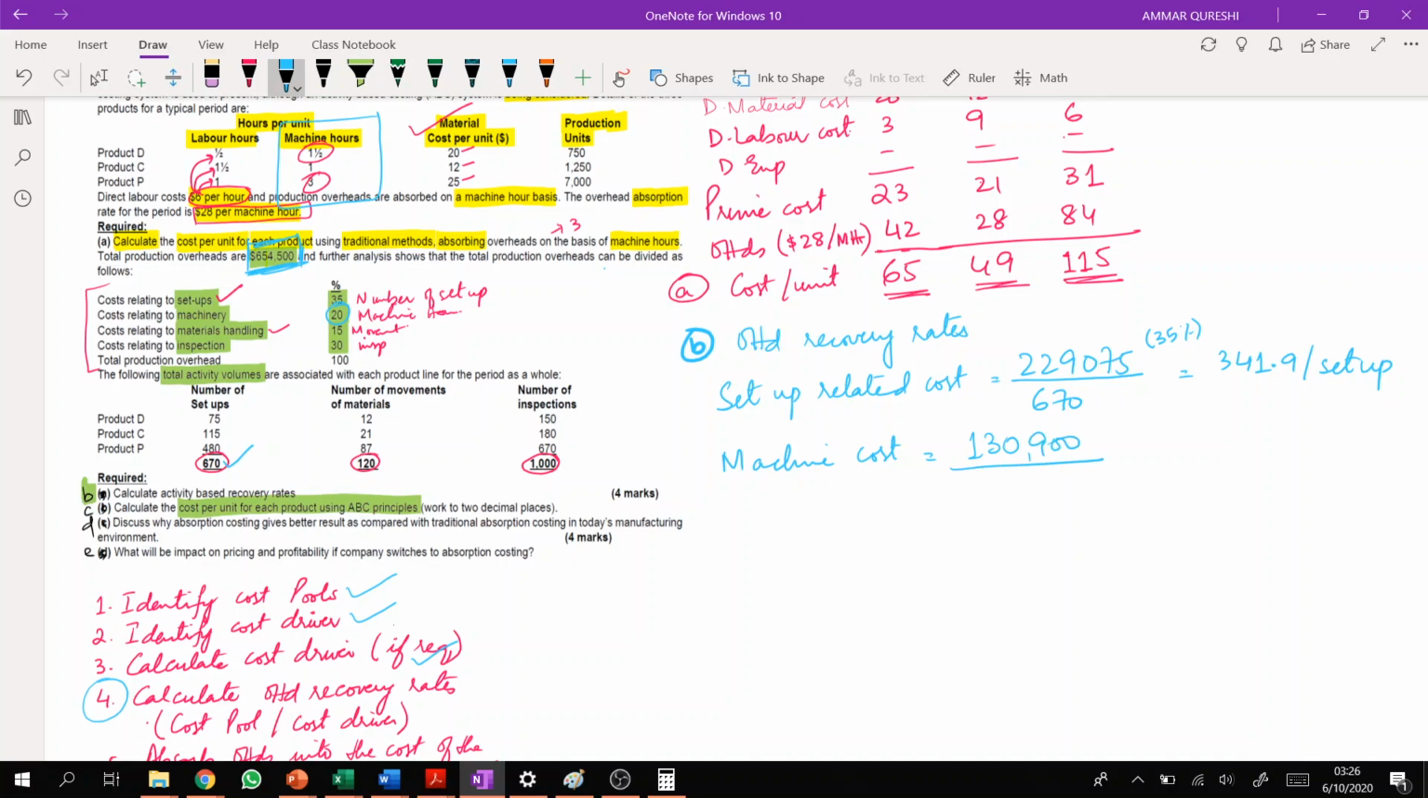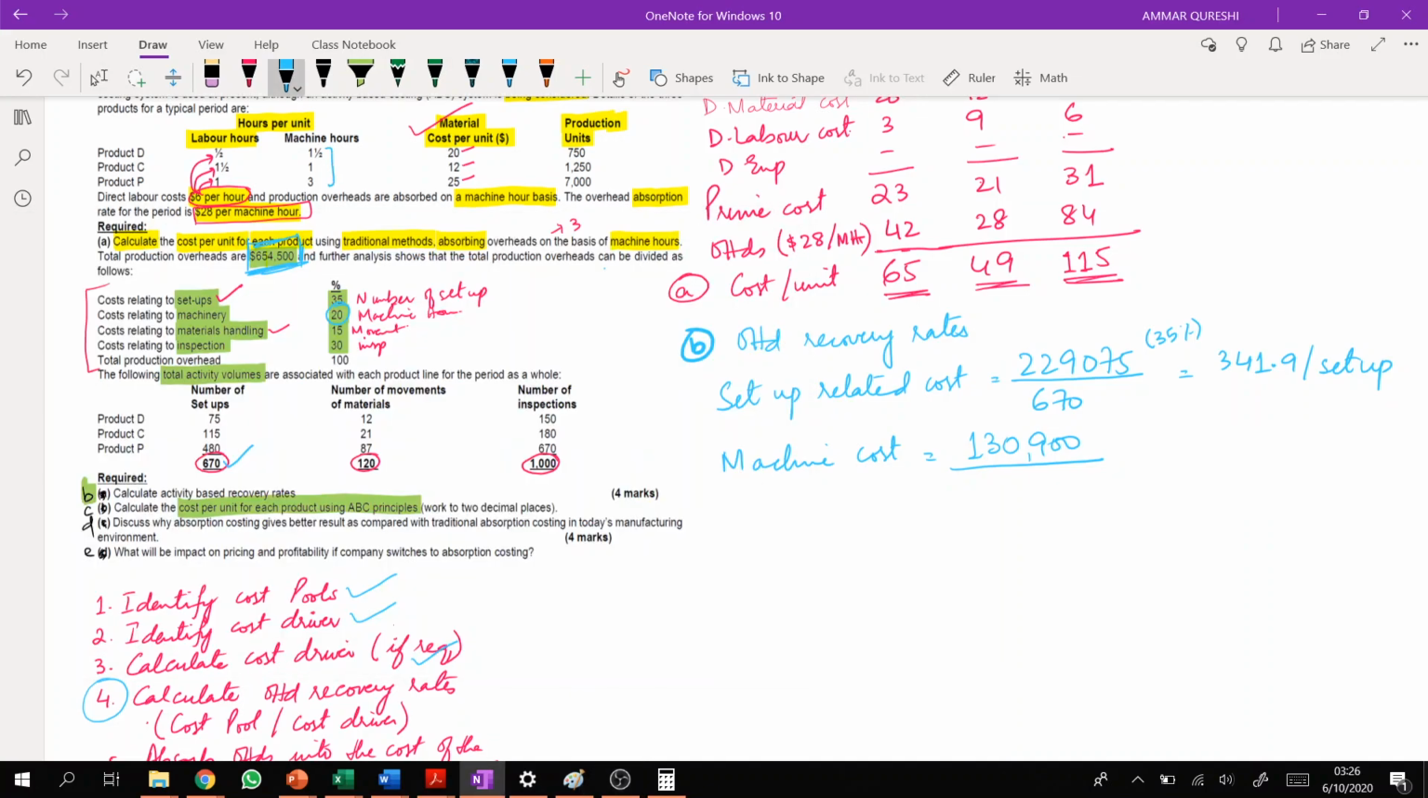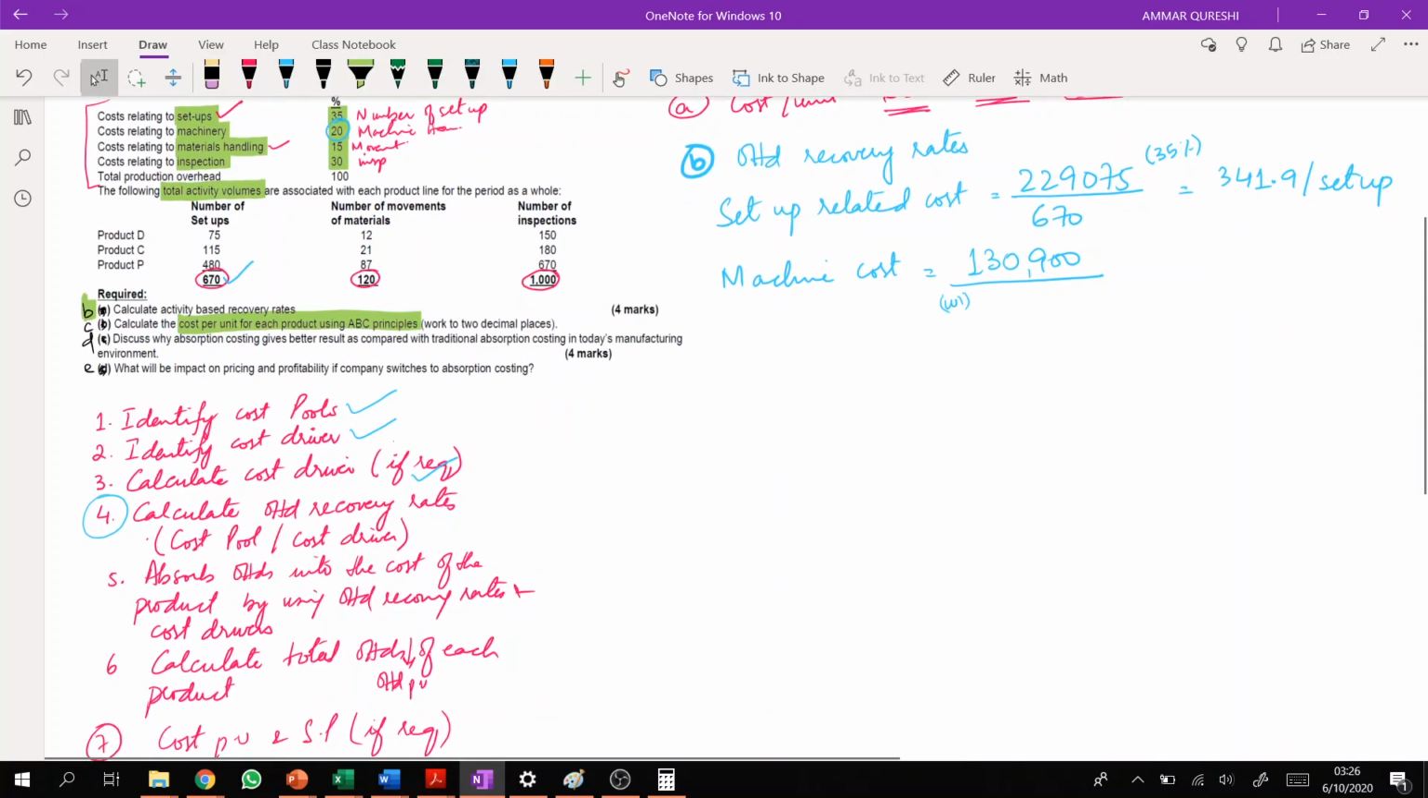Divided by machine hours are not given here. Machine hours are given in part A, right? Now, don't add these three numbers. Don't make this mistake. We have to calculate total machine hours, right? So let's try to calculate total machine hours. Let's write some working number 1 here.